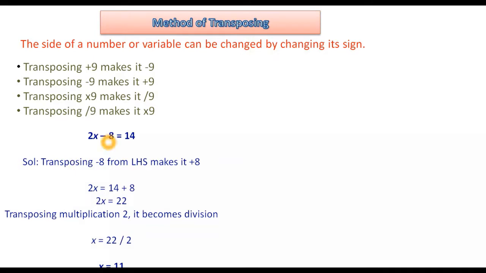We are having an equation 2x minus 8 equals to 14. Now see, first of all, we are having here two terms, 2x and 8. It's a kind of a binomial. So first of all, we will try to make it monomial. For that purpose, we have to transpose this 8. Now this is -8. It means it's in subtraction. Now after transposing, this minus will get changed into plus. So transposing -8 from left hand side to right hand side, it makes it +8.